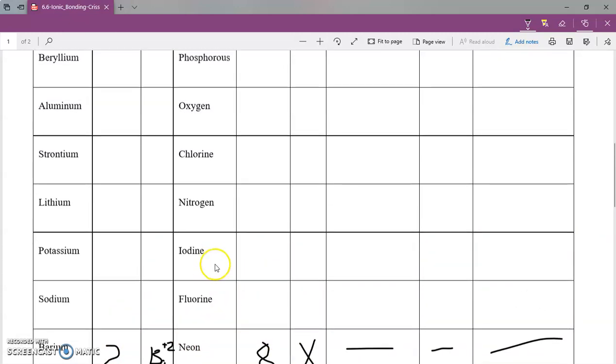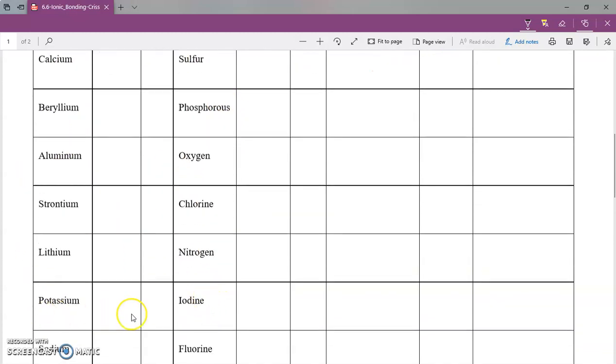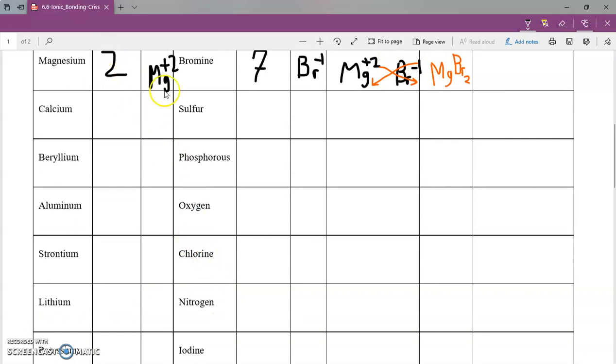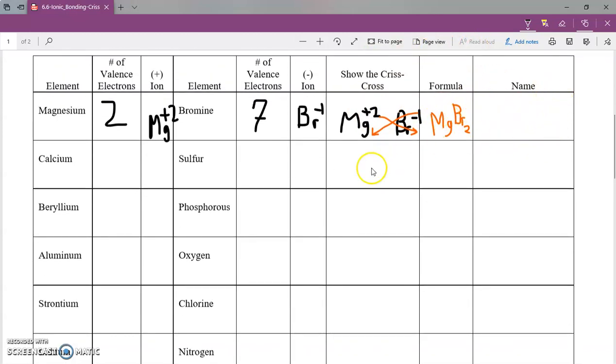However, for every other one up here, we see that we don't have a noble gas, right? So you have to follow the same process. Find the charge, look at the valence electrons, find the charge, do the crisscross method, right? You just cross the numbers down, leave the charges up. You'll find your answer, and then now you have the name of the formula.